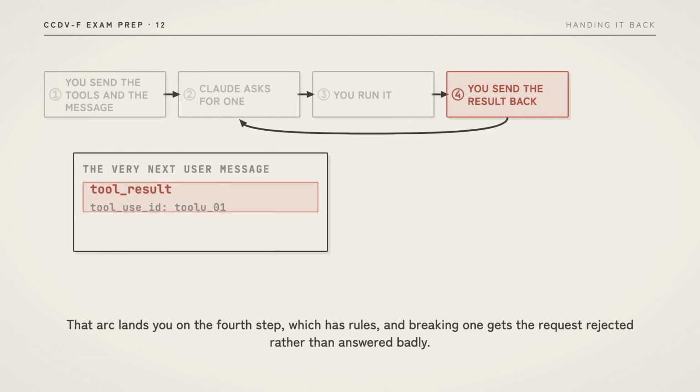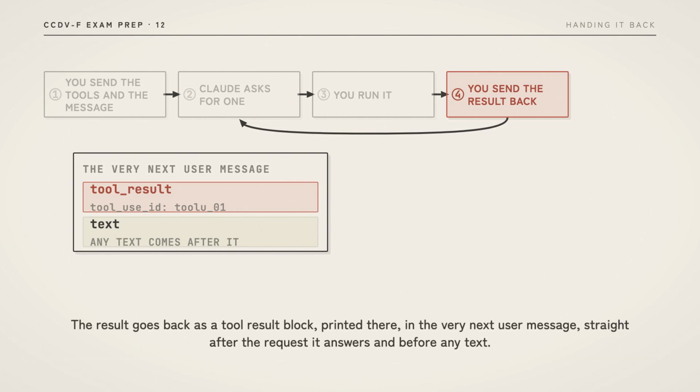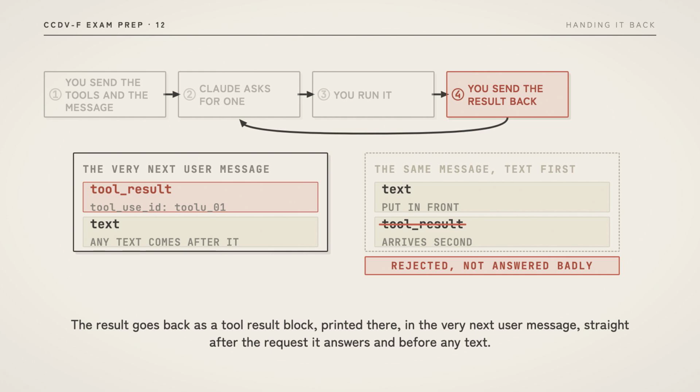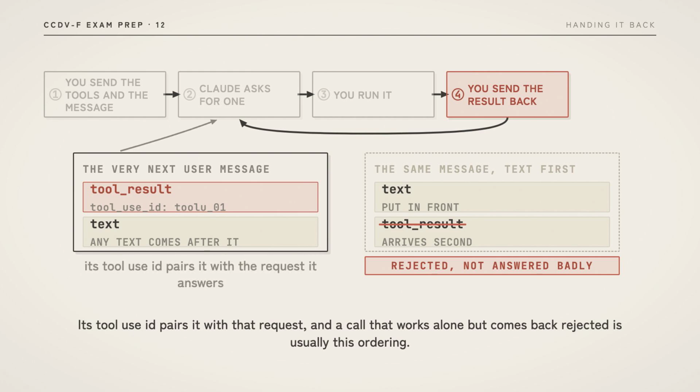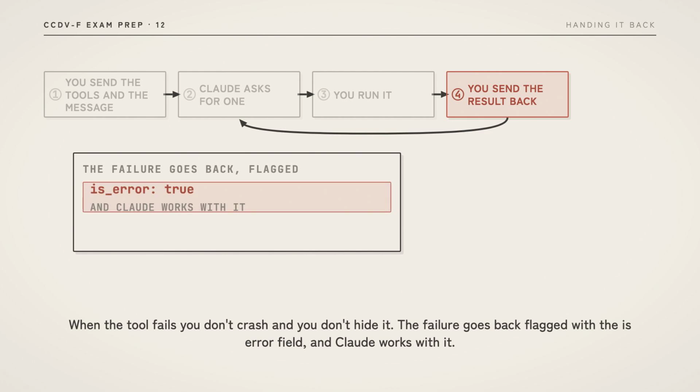That arc lands you on the fourth step, which has rules, and breaking one gets the request rejected rather than answered badly. The result goes back as a tool result block in the very next user message, straight after the request it answers and before any text. Its tool use ID pairs it with that request, and a call that works alone but comes back rejected is usually disordering. When the tool fails, you don't crash and you don't hide it.